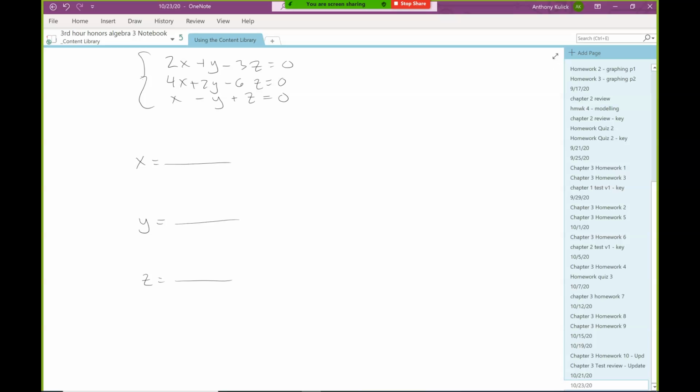okay? So the denominator for each of these, you know what, let's move this around a little bit. I'm going to run out of space if I do it that way. Do it this way. The denominator for each of these is going to be the same. It's just the determinant of the coefficients matrix.